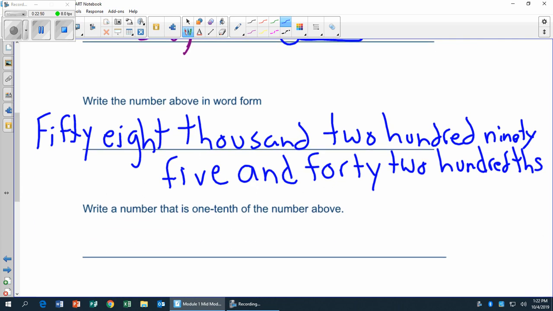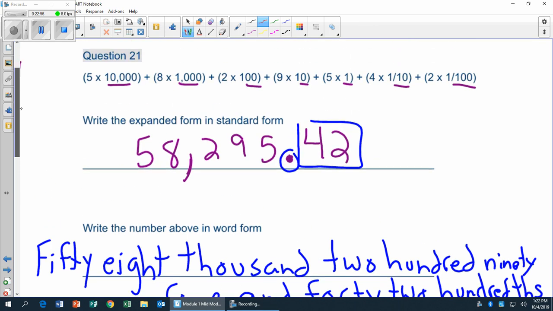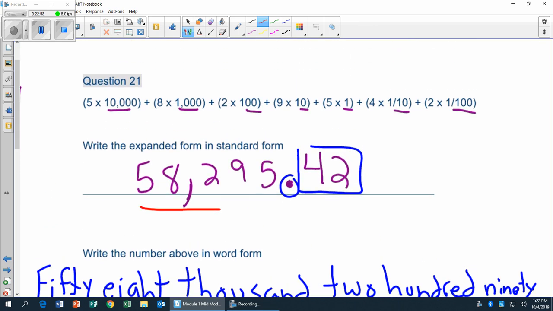And now it says to write a number that is 1/10 that number. So I'm going to go back up here for a minute. And we have this number right here. 1/10 that number means that everything has to shift to a smaller place value. So in order to shift to a smaller place value, we have to move everything over one spot.